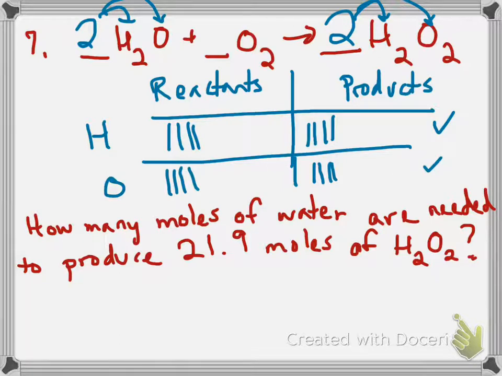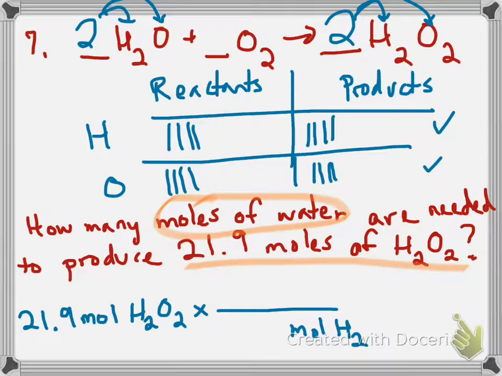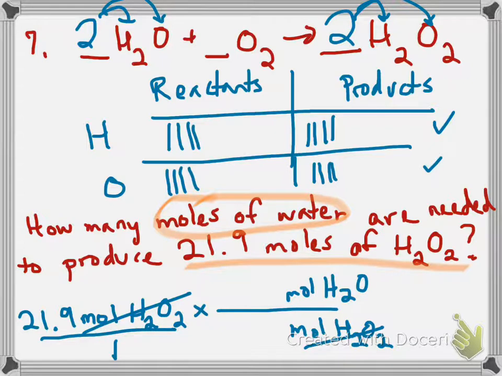So now the question is, how many moles of water are needed to produce 21.9 moles of hydrogen peroxide? So I am looking for moles of water, that's my unknown, and I am given moles of hydrogen peroxide. So I'm going to start with my given. So that's 21.9 moles of hydrogen peroxide. And now I'm going to convert it into water. So I need my moles of H2O2, hydrogen peroxide on the bottom, and moles of water on top. I'm canceling out my moles of H2O2 and converting into moles of water. And remember, this is like over 1.